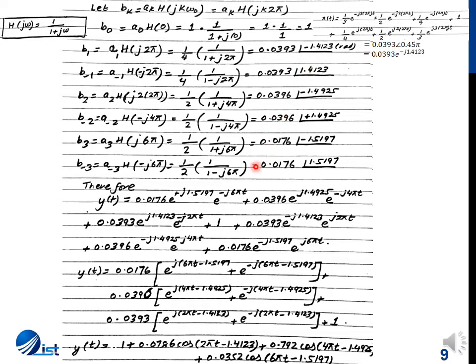So in the resultant expression, I replace for y of t all the bk coefficients and I add them, and once we substitute the value of all the coefficients, we can see that the coefficients for positive frequencies are the same as negative frequencies, however the phase is different.